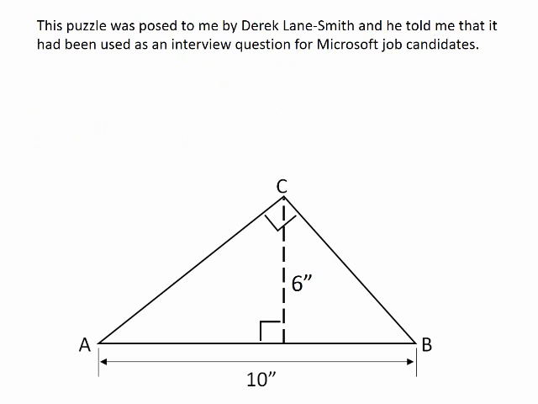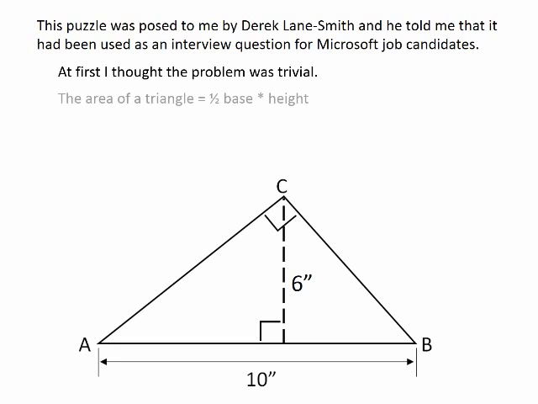This puzzle was posed to me by Derek Lane Smith, and he told me that it had been used as an interview question for Microsoft job candidates. At first I thought the problem was trivial. The area of a triangle is 1/2 the base times the height. So 1/2 times 10 inches times 6 inches equals 30 square inches.